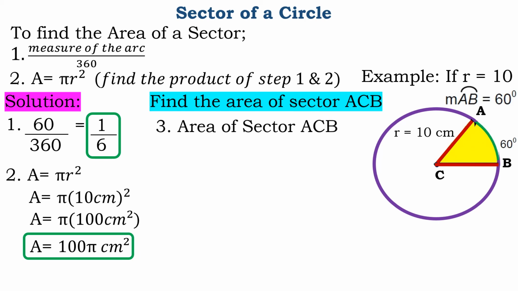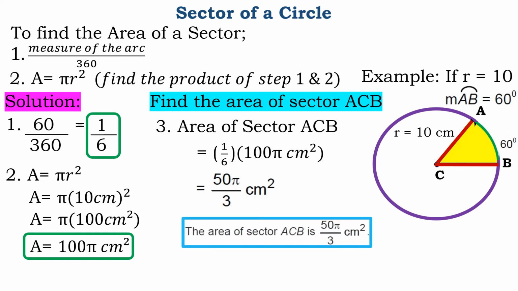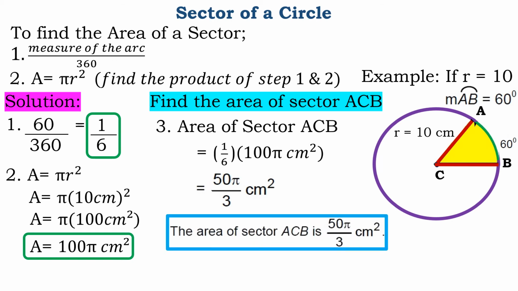Step 3, multiply the two. So the area of sector ACB is equal to 1/6 times 100 pi square centimeters, equals 50 pi over 3 square centimeters. Therefore, the area of sector ACB is 50 pi over 3 square centimeters.